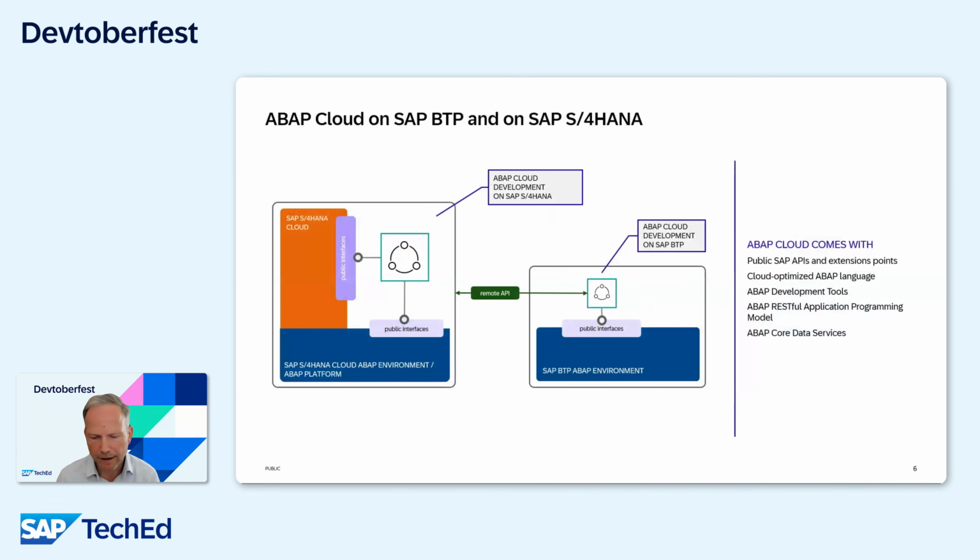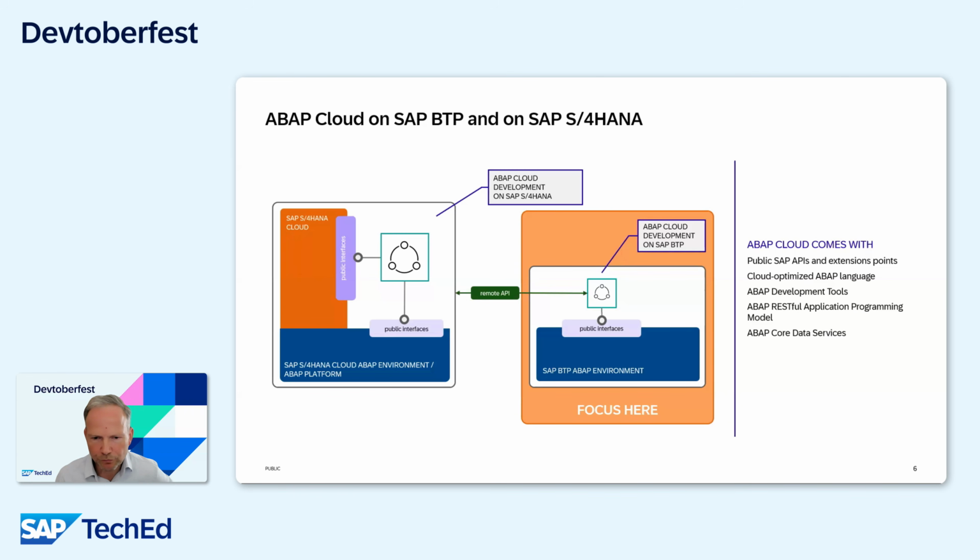If we take a look into the characteristics of steampunk, what are the main ingredients? First of all, we are providing public APIs. We have a cloud-optimized ABAP language. We are providing ABAP development tools as the only development environment for ABAP. We are supporting the ABAP RESTful Application Programming Model, in short RAP. And RAP is also using the very well-established ABAP core data services.